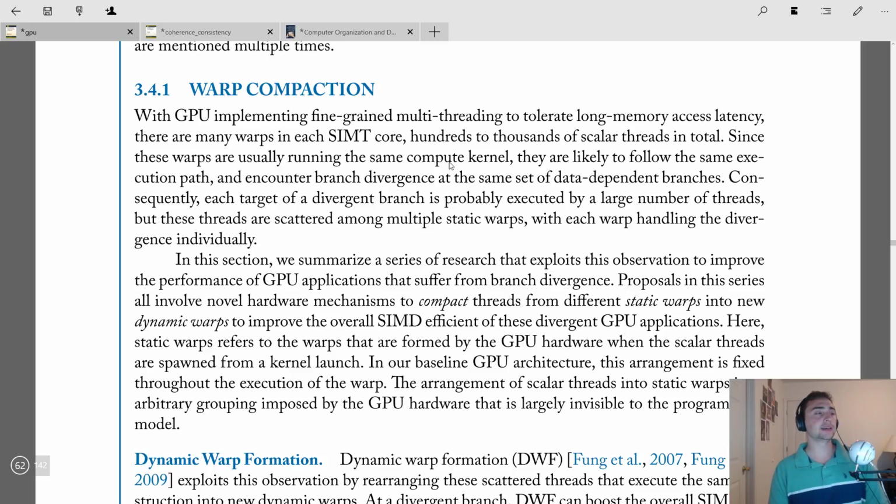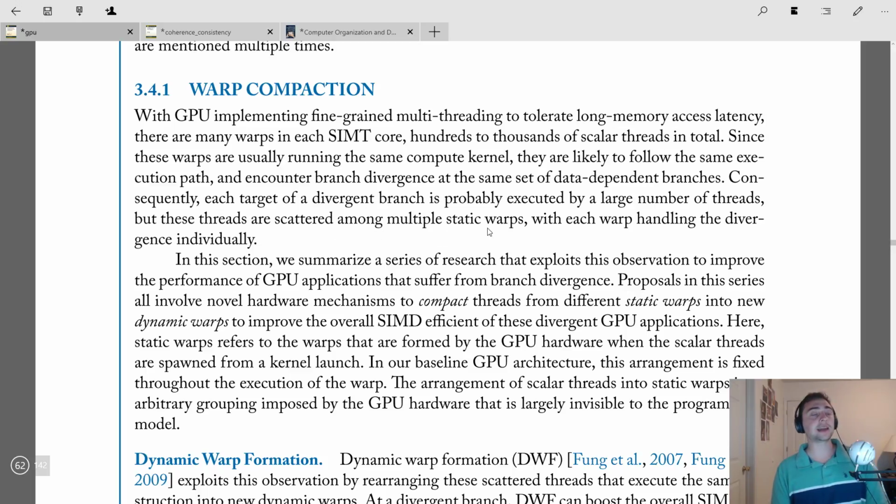Since these warps are typically running the same compute kernel, they're likely to follow the same execution path, and they'll also end up having branch divergence around the same time. So even though all these warps are completely independent, they tend to progress at around the same rate, right? And because of this, each target of a divergent branch is probably executed by a large number of threads. Even if you get divergence within a warp, if you start looking across warps, there's still a high number of threads going the same path.